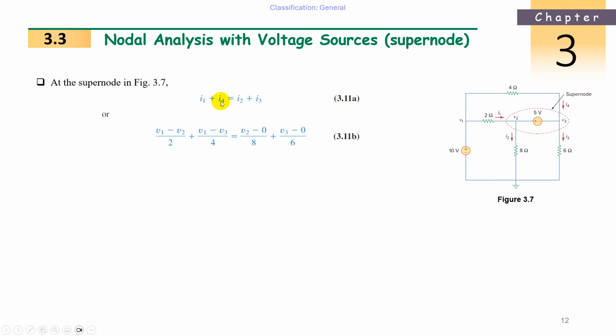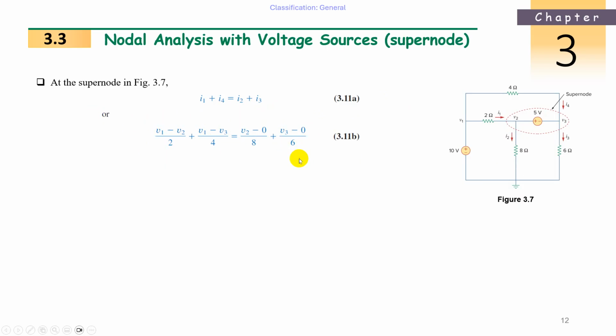This is I1. What is I4? Here, this is I4. It is connected between V1 and V3, so (V1 minus V3) divided by 4. That is the current. Now I2. What is I2? Between V2 and the reference. The reference node is 0. So (V2 minus 0) divided by 8. So it will give the current. Now I3. I3 is this one. Same, (V3 minus 0) divided by 6. So this is another current. So you got the equation.